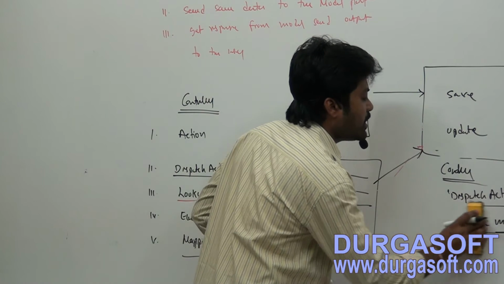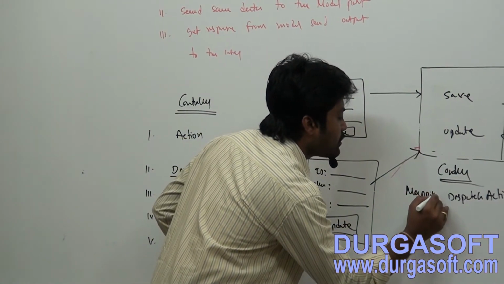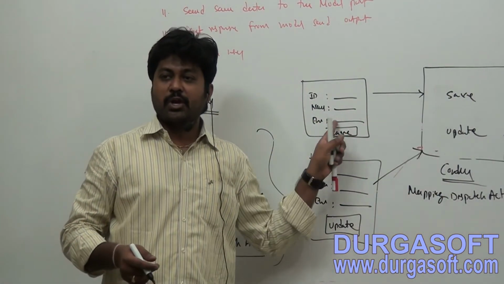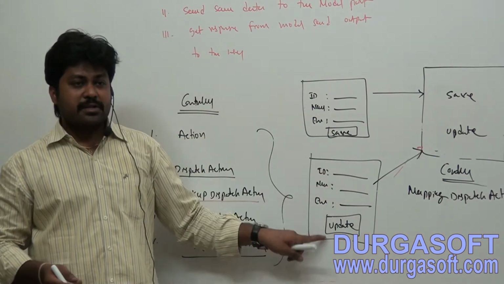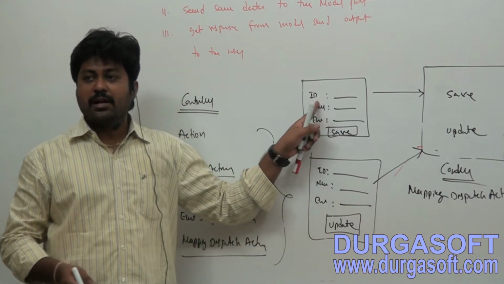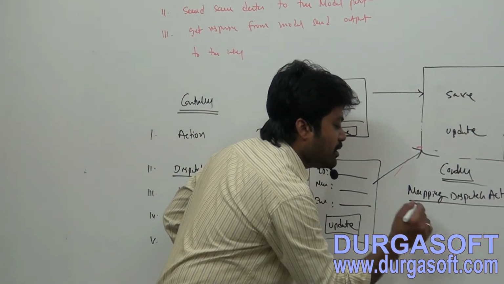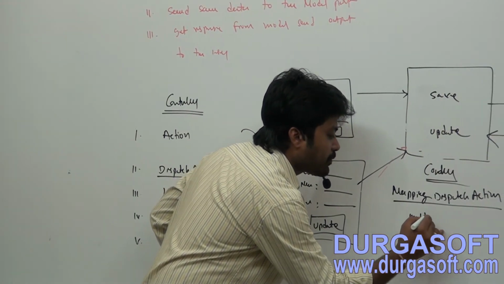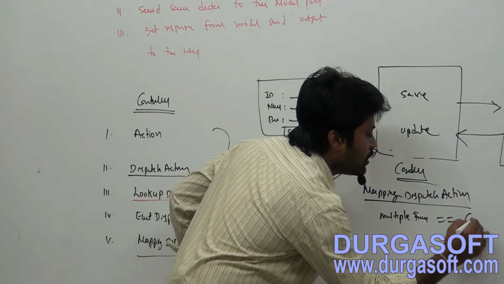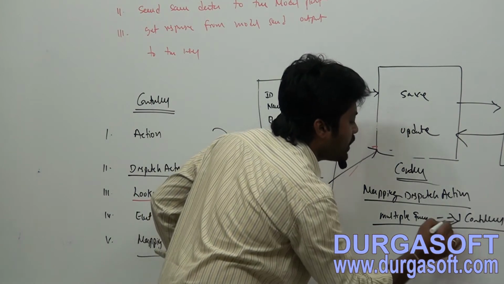In case of MappingDispatchAction class, you can map multiple forms to one single controller, but from each form we can handle only one single submit button operation. Multiple forms you can map to one controller, but from each form we can handle only one single submit button. So if you go through MappingDispatchAction, you can map multiple forms to one single controller.